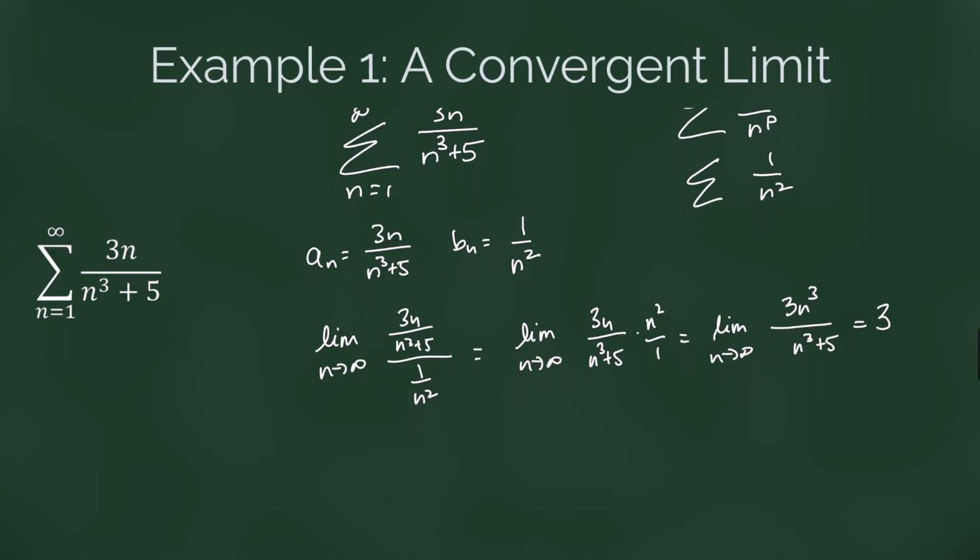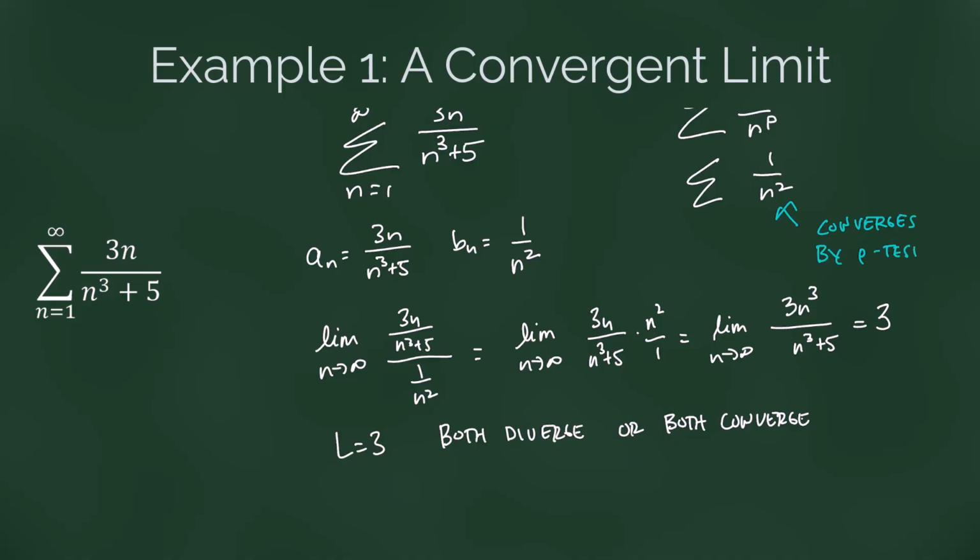So we're in our first case, where L is equal to 3, which tells us that either both diverge or both converge. But we chose a series to compare to that we know converges using our p-test. So this series converges by the p-test, which tells us that our original series must also converge.